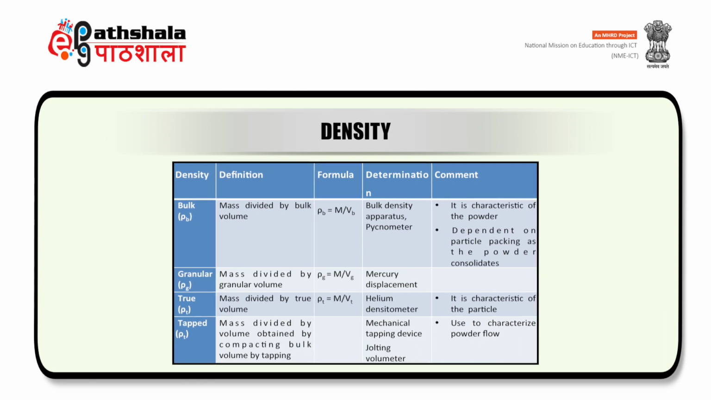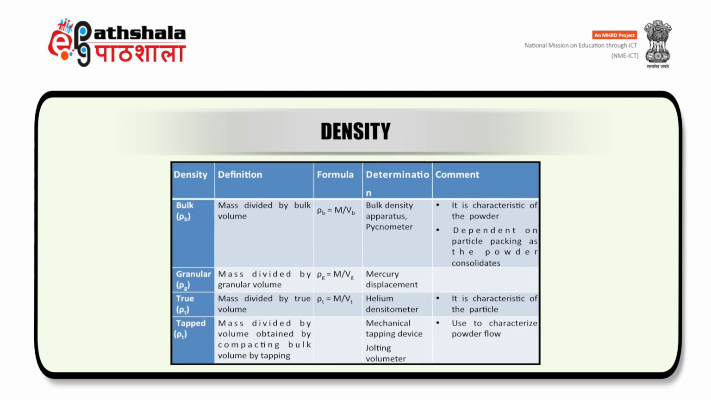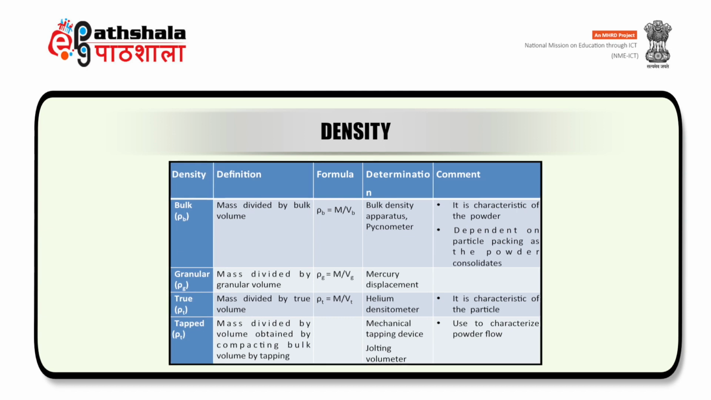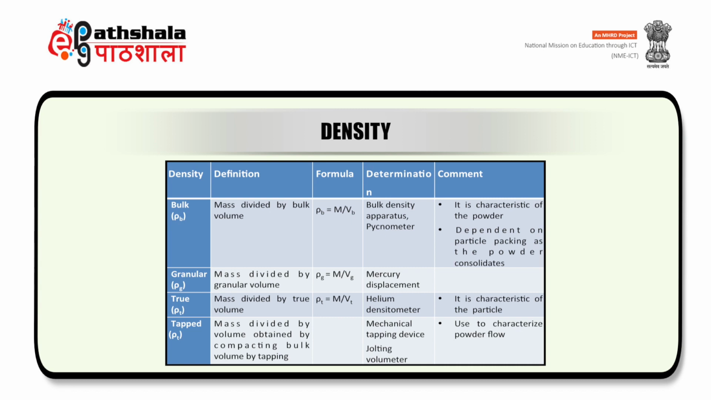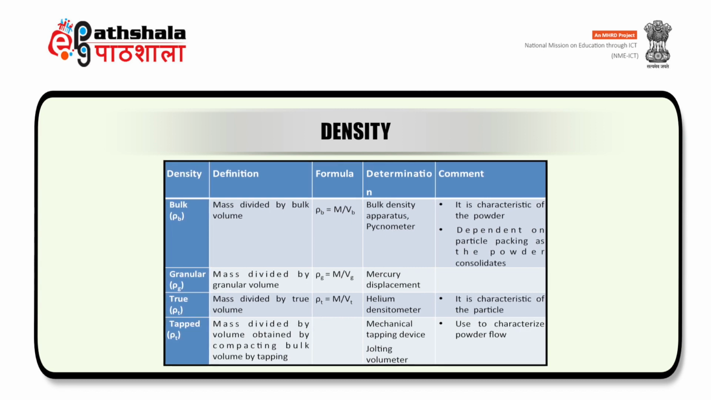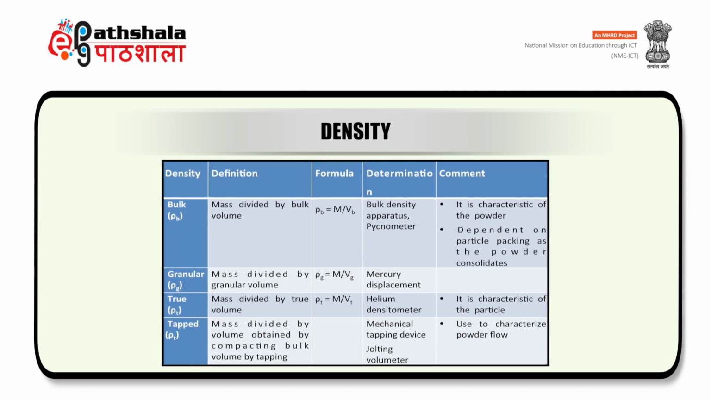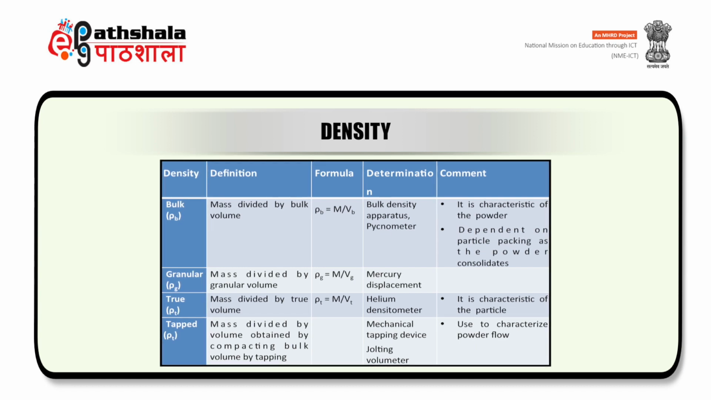The next density is true density, which is defined as mass divided by true volume. It is determined by the helium displacement method. It is characteristic of the particle. The last density is tap density, which is defined as mass divided by the volume obtained by compacting the bulk volume by tapping. A mechanical tapping device such as the Jolting volumeter is used for its determination. This type of density is used to characterize powder flow.